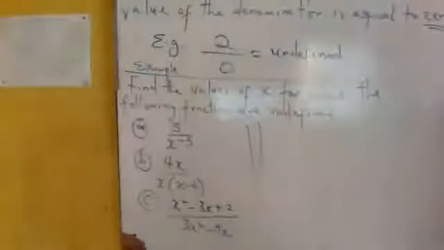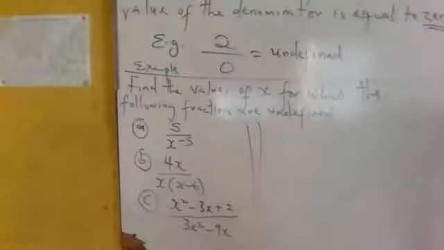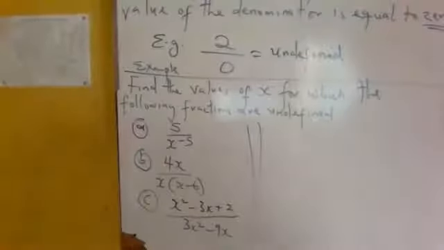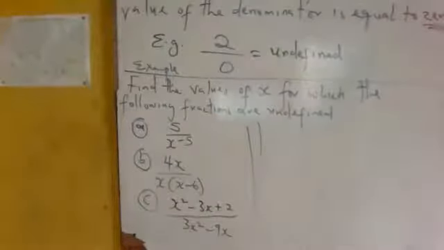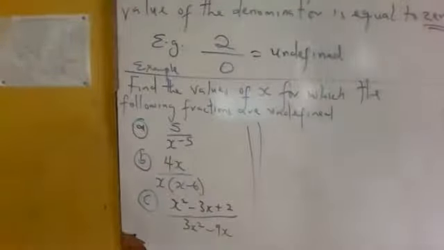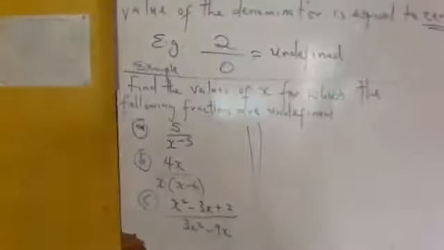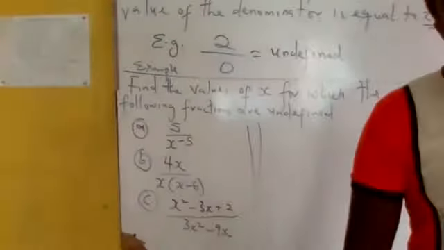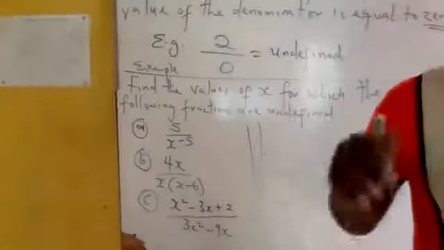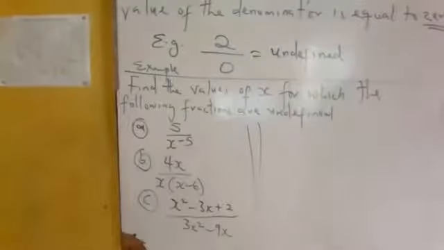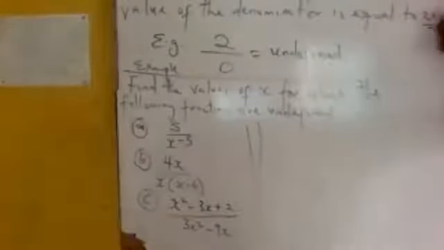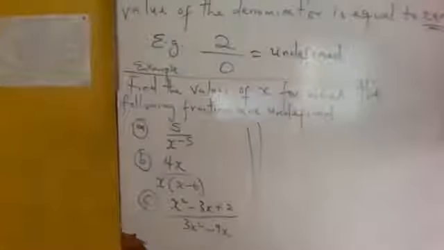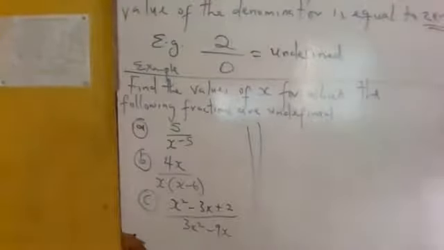Now, recall the question. They said, find the value of X for which the following fractions are undefined. Remember that by definition, a fraction is said to be undefined when the value of the denominator is zero. So for a question like this, what they're simply asking you is, what do you need to do to make the denominator zero? That's what you're being asked.